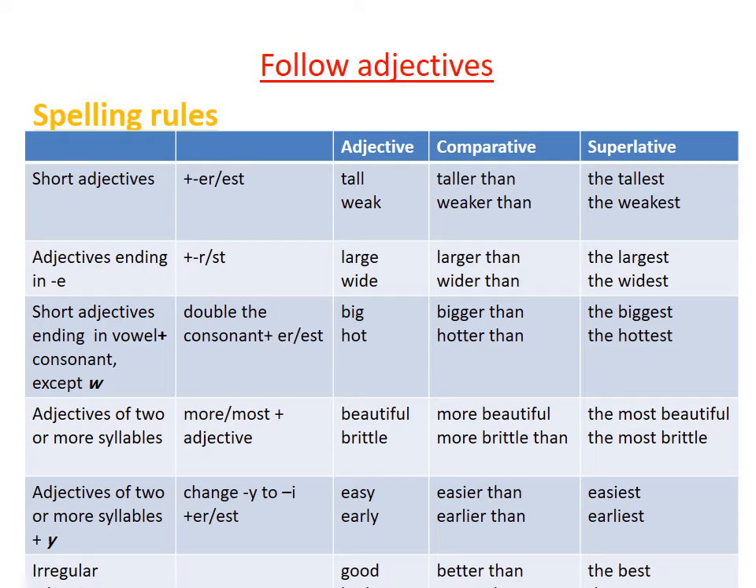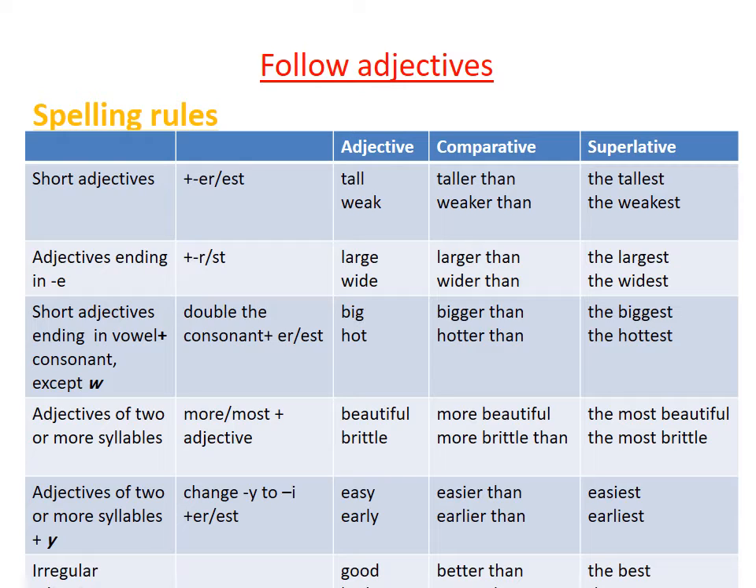Weak. The adjective weak: in the comparative, we'll add er directly. Weaker. Then the weakest, est in the superlative. That is number one. So if the adjective is short or composed of one syllable, we will add directly er in the comparative and est in the superlative. Finish. Simple. Okay? That is number one.